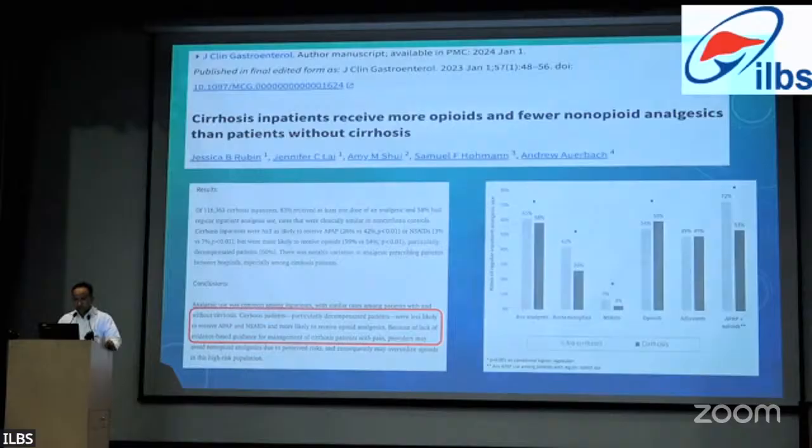So this is a large national cohort study where they recruited almost 1 lakh patients, and they found that cirrhotic patients, particularly the decompensated patients, were less likely to receive acetaminophen and NSAID-based analgesics, and were more likely to be treated with opioid-based analgesics.